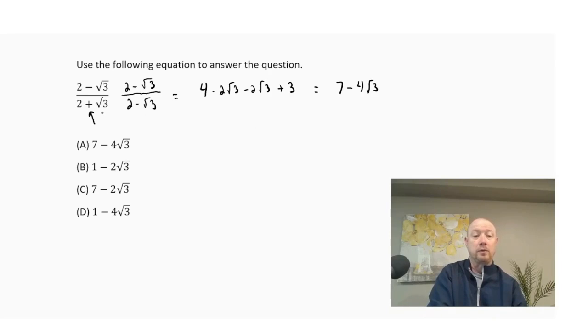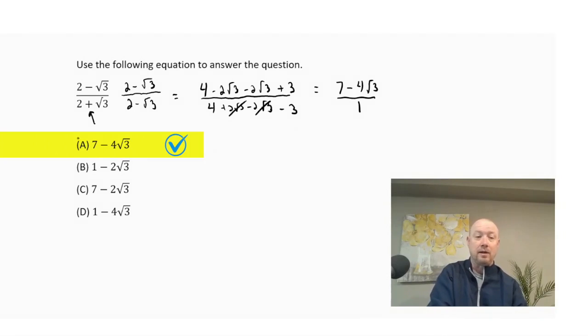So we have 2 plus root 3 times 2 minus root 3. And what's going to happen when we FOIL that, we're going to wind up with, first term we get 4. Since it's a conjugate, the outers and inners are actually going to cancel each other out. So we would have a positive 2 root 3 and a negative 2 root 3. So those are going to cancel. And our last term is going to be negative root 9, which is 3. So we would get positive 1 for the denominator. So in this case here, our answer would be 7 minus 4 root 3.